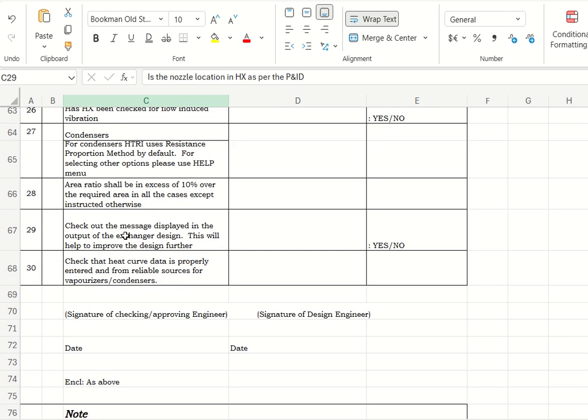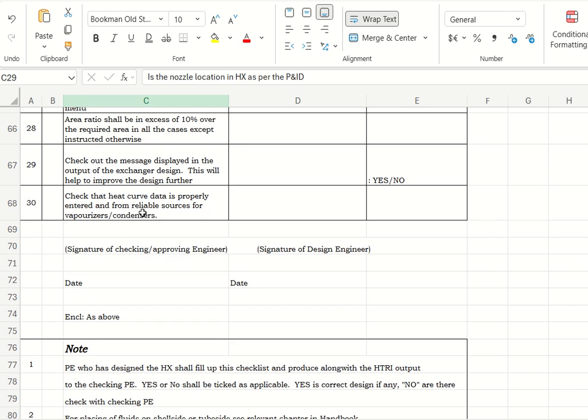Check the messages displayed in the output of the exchanger design. This will help to improve the design further. So STHE gives you warnings and messages also. Mostly the messages come for vibrations, I have seen that. And check that vapor curve data is properly entered and from reliable sources for vaporizers and condensers, because there is a phase change.